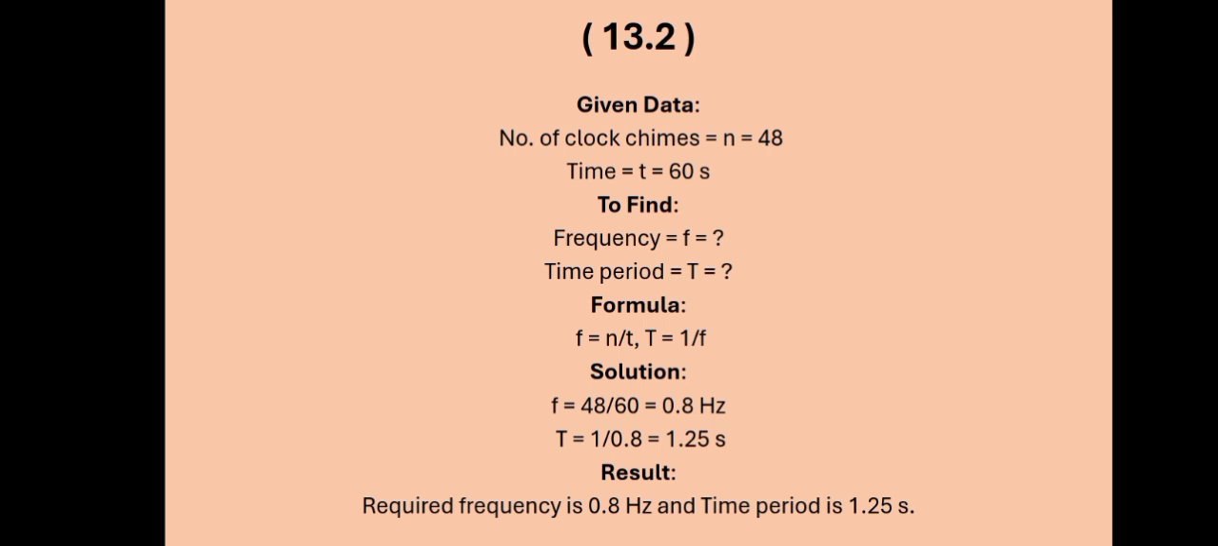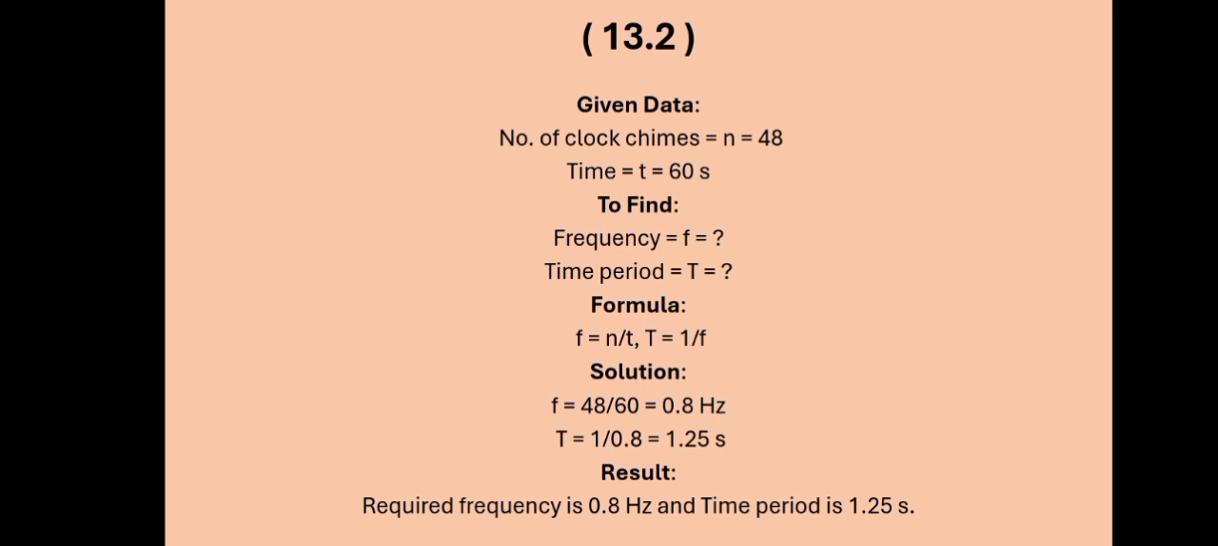Given data is the number of clock chimes, n is equal to 48, यानी number of clock chimes बता दी है. Total time given है 60 seconds, and to find, we have to find out the frequency and the time period. Formula: for frequency we use n over t. N is the number of oscillations, number of clock chimes, divided by t, and the formula for time period is equals to 1 over f.